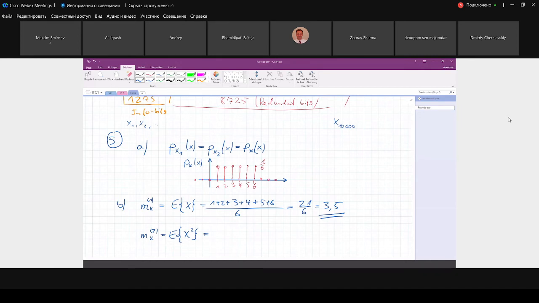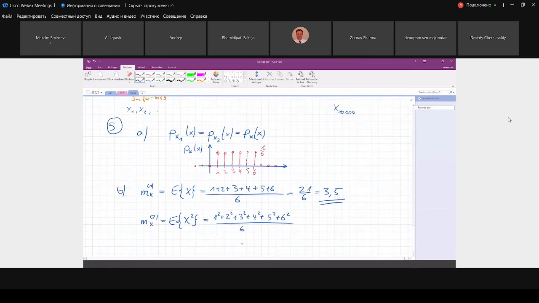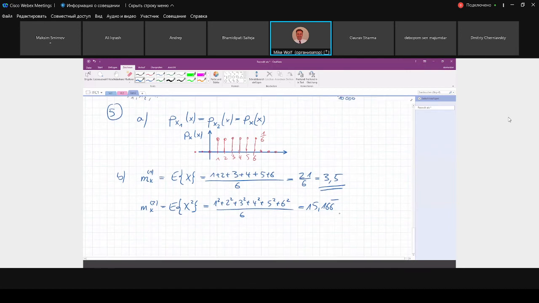Result, I can see the result again. So this is of course 1 to the square plus 2 to the square plus 3 to the square plus 4 to the square plus 5 to the square plus 6 to the square, which is 91 divided by 6, yeah. I mean, I have trust in everyone, but I check it. Yes, it's correct.